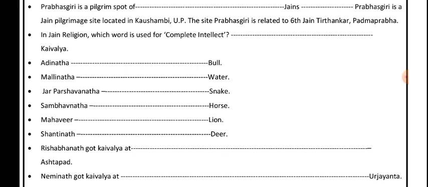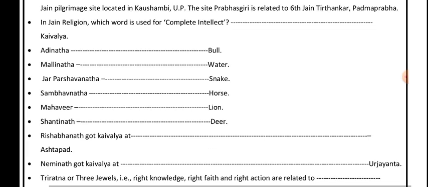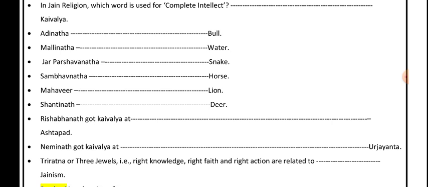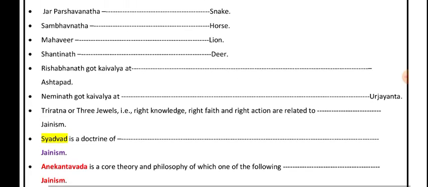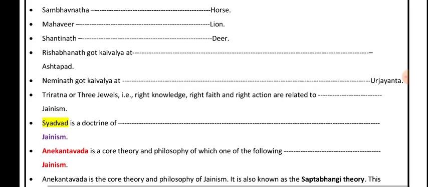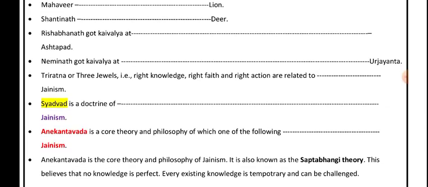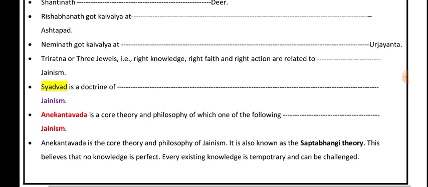Prabhasri is a Jain pilgrimage site located in Kosambi, UP. Prabhasri is related to the 6th Jain Tirthankar Padma Prabha. In Jain religion, which word is used for complete intellect? Kaivalya. Adinath, bull; Malinath, water; Parshvanath, snake; Sambhavnath, horse; Mahavir, lion; Santinath, deer.